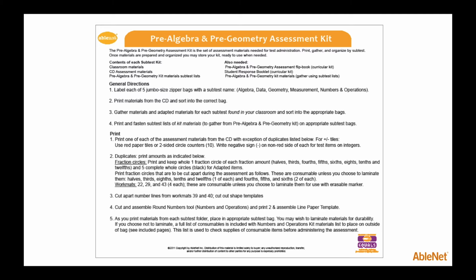This page gives assembly and printing directions to assemble the subtest assessment kits. You will need 5 jumbo zipper bags or other containers to hold the assessment kit materials. Follow the instructions for printing the assessment materials from the members-only content. As you print and gather your materials, place them in the appropriate subtest kit. Keeping your materials organized will help with efficiency when you are ready to administer the assessment.